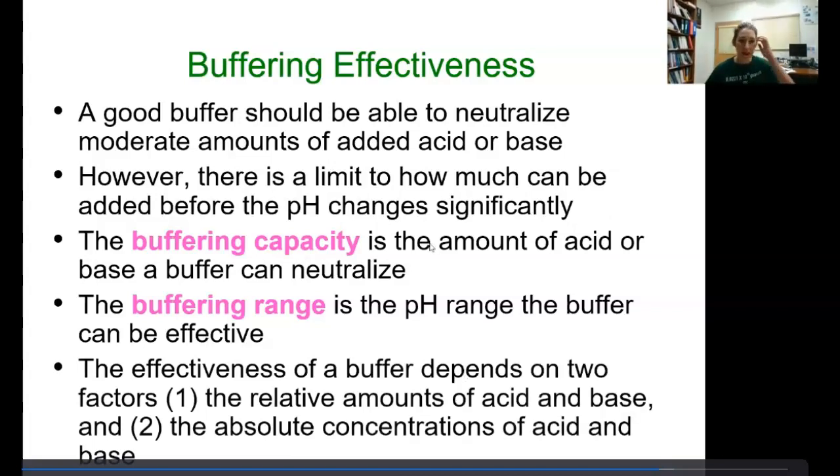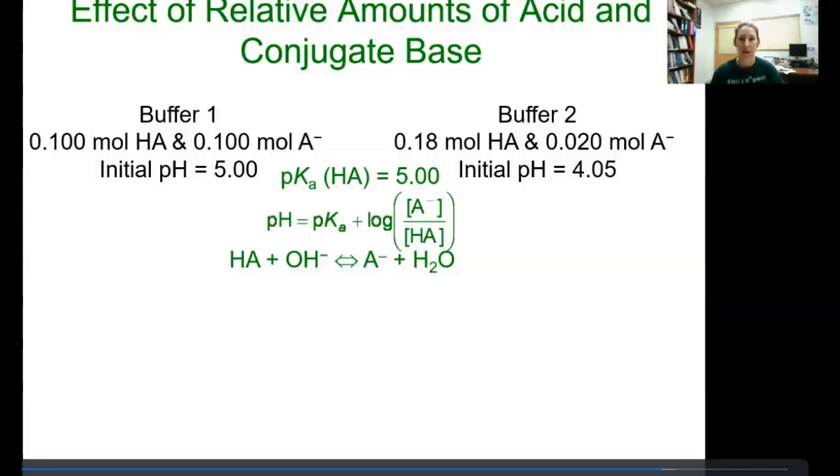Okay, so the effectiveness of a buffer depends on both how much acid or base you can use before it becomes ineffective, and the concentrations of your acid and your base. So let's look at these. So I have two buffers, right? And my first buffer, I have 0.1 mole of my acid and 0.1 mole of my conjugate. Buffer 2, I have 0.18 mole acid and 0.02. Do you see the big difference in these concentrations here? Very big difference in these concentrations, right? 10 times difference.